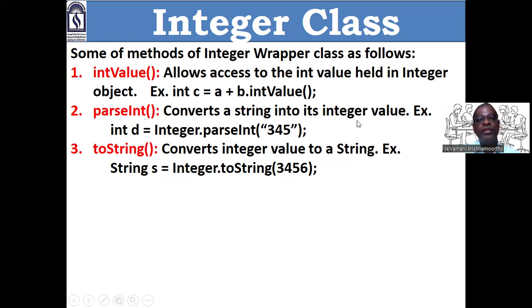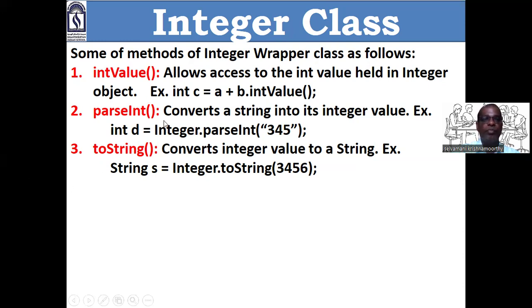The second method we already studied, parseInt. It converts a string into its integer. See the example: within double quotes, that is "345". It is not the number 345; double quotes mean that it is a string. Here, Integer.parseInt converts "345" into 345. The 345 will be stored into the variable called d, an integer variable. Am I right?